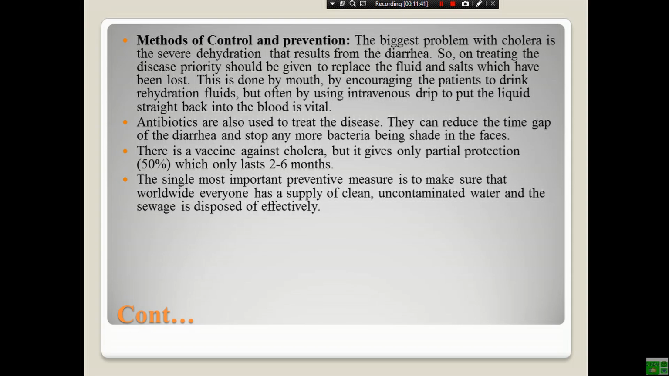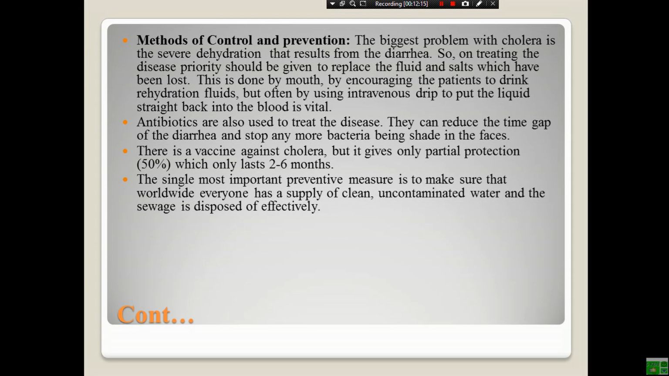Students, I think you are with me. This is one of the last portions of the lesson. So antibiotics are also used to treat this type of bacterial disease, cholera. They can reduce the duration of the diarrhea and stop any more bacteria being shed in the feces. There is also a vaccine against cholera which gives partial protection, about 50%, lasting 3 to 6 months.